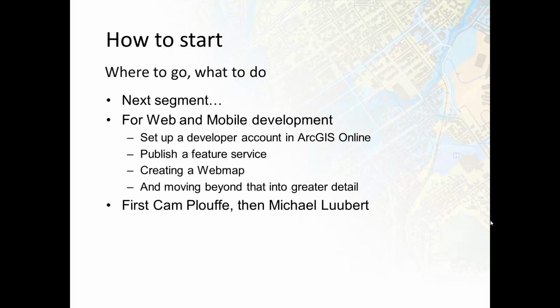So finally, that's all I really want to say for my part of these videos. The next series of videos will provide you with advice on where to go and what to do in what sequence. We're going to start with web and mobile development with Cam. He's going to walk you through setting up a developer account in ArcGIS Online, publishing a feature service, creating a web map, and then moving beyond that into greater detail. After Cam has presented his component, then we'll switch across to Michael and he'll tell you about things that he's going to work with.